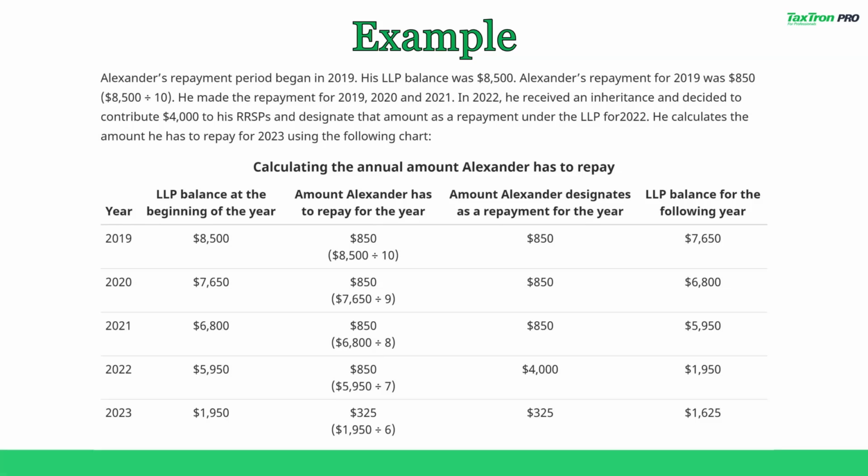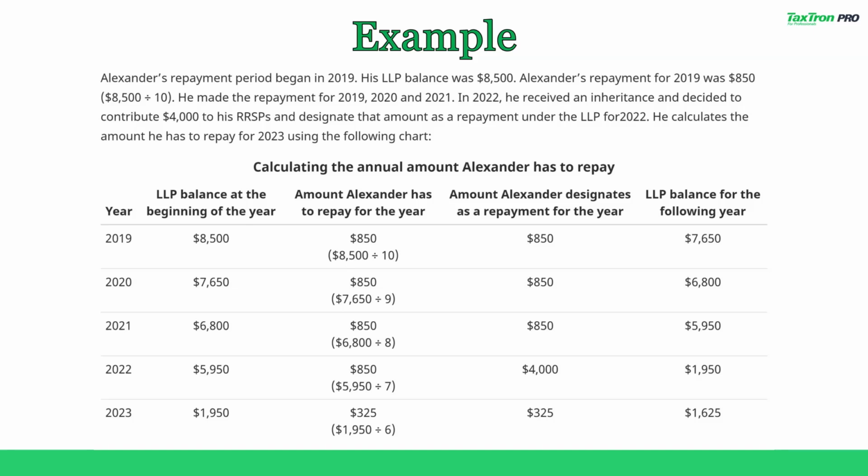Alexander's repayment period began in 2019. He withdrew $8,500 under the LLP, meaning his annual repayment is $850, $8,500 divided by 10. He made his repayments for 2019, 2020, and 2021. In 2022, he decided to contribute $4,000 to his RRSP and designated it as a repayment for the LLP.